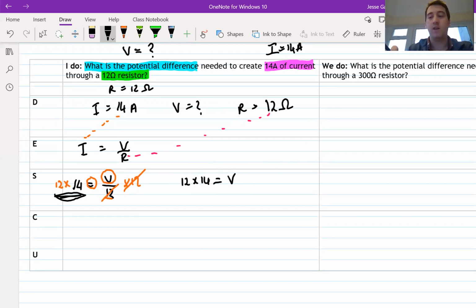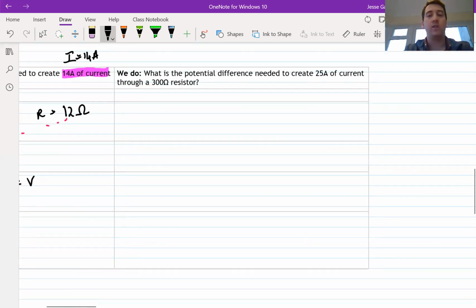Now we can find V, 12 multiplied by 14. So what I'm going to do now is take my calculator and do 12 by 14, and that will give me V equals 168. Okay, so when I did 12 by 14, I got 168 units for that. V equals 168 volts, because this is voltage or potential difference, which is measured in volts. Okay, we do one now.